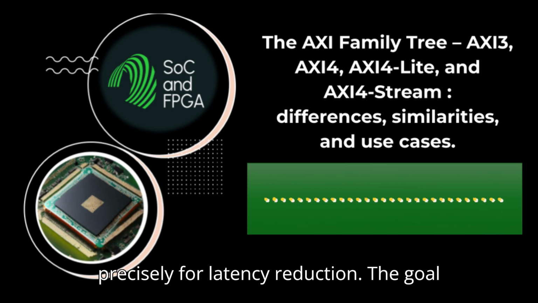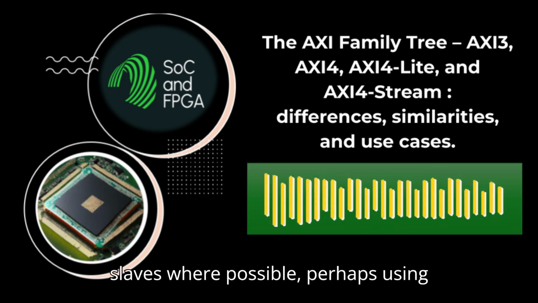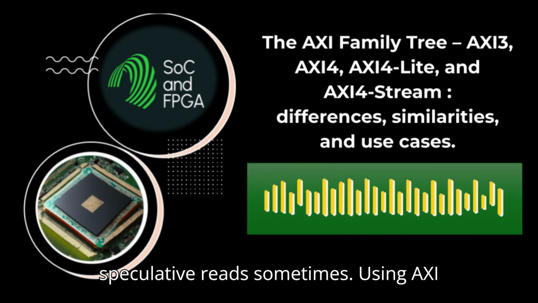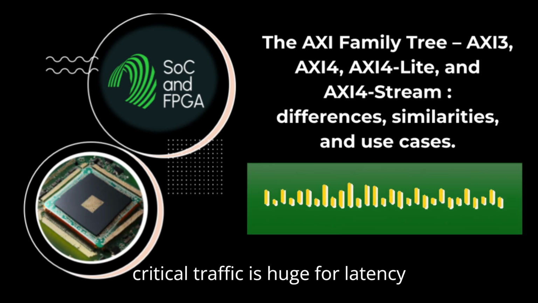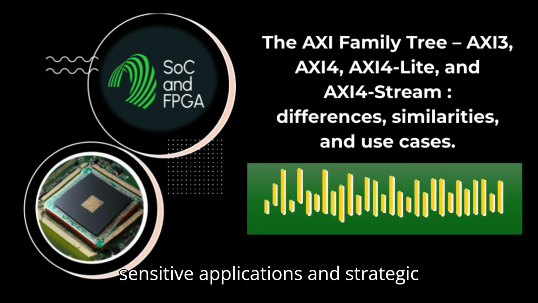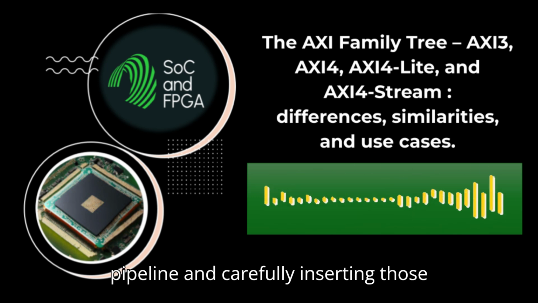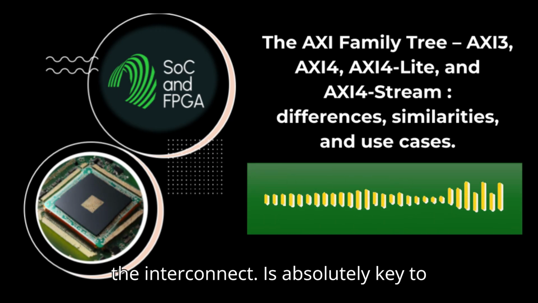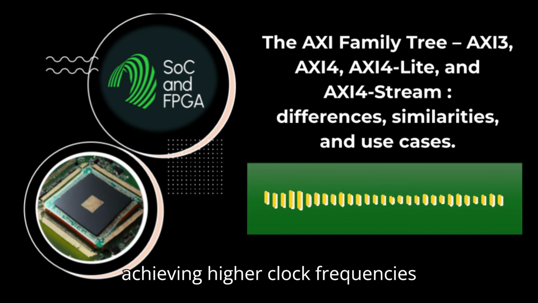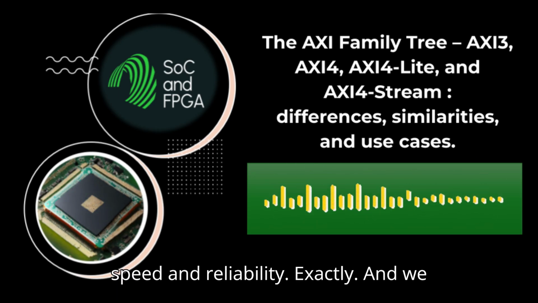Precisely. For latency reduction, the goal is often to get early responses back from slaves where possible, perhaps using speculative reads sometimes. Using AXI4's QoS effectively to prioritize critical traffic is huge for latency-sensitive applications. And strategic pipelining, carefully inserting those register slices within the AXI paths or the interconnect, is absolutely key to achieving higher clock frequencies without violating timing rules. Balancing speed and reliability. Exactly.